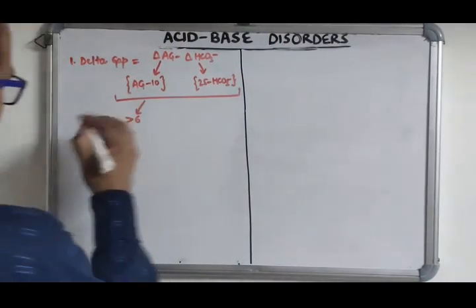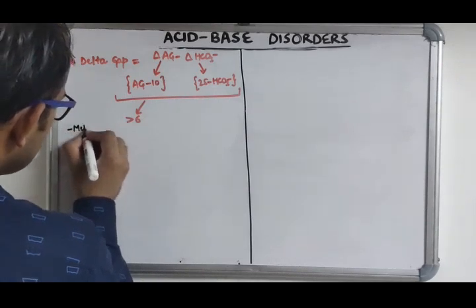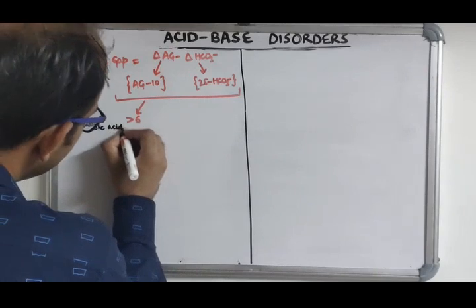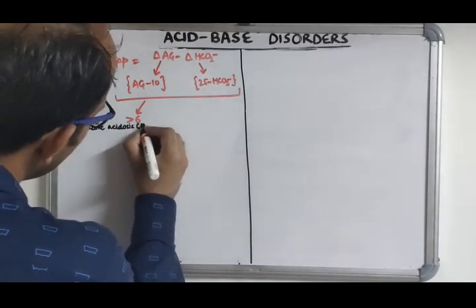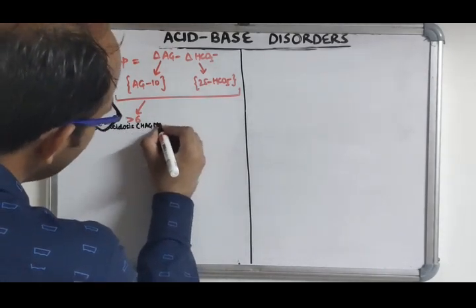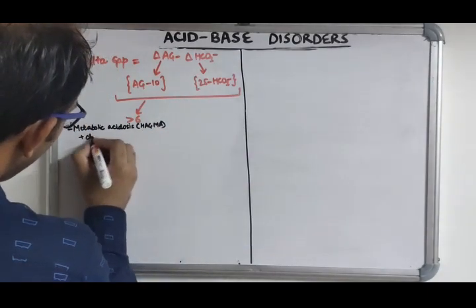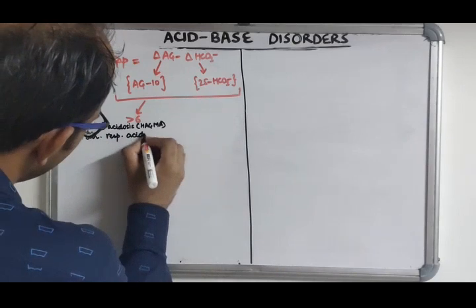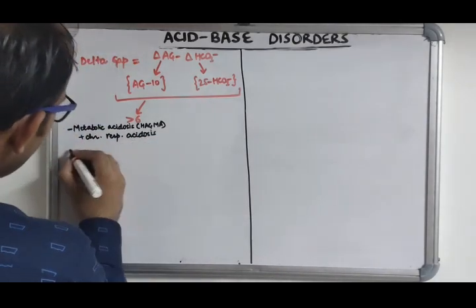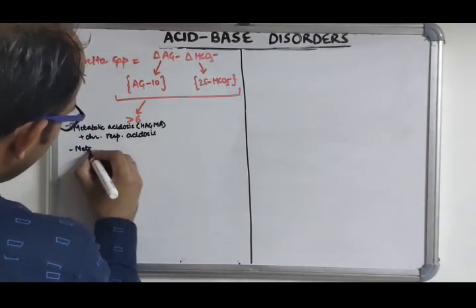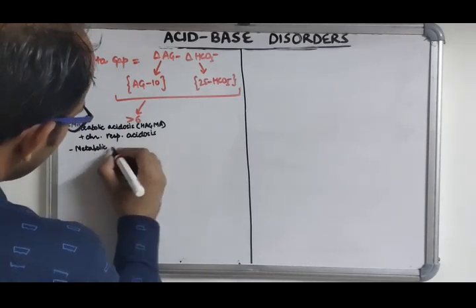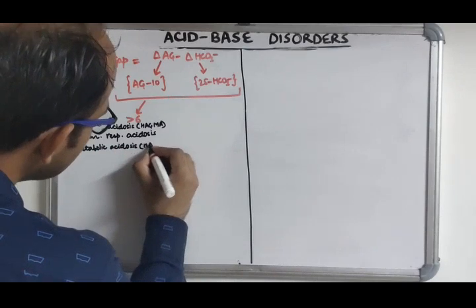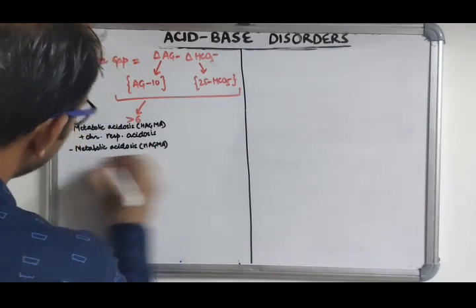Okay, so in a patient who has metabolic acidosis, we are talking about high anion gap metabolic acidosis here, plus chronic respiratory acidosis. Similarly, if there is a patient of metabolic acidosis, again high anion gap metabolic acidosis, plus metabolic alkalosis.